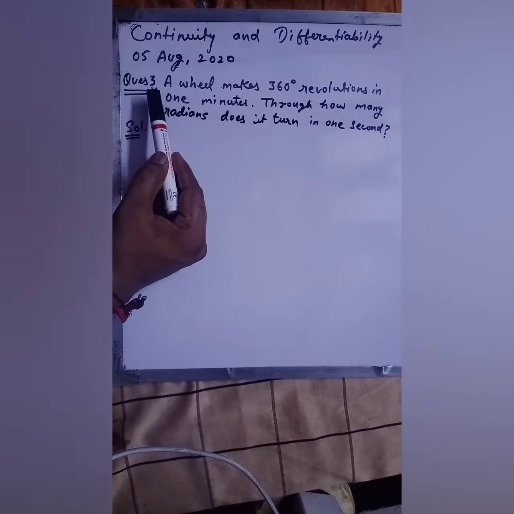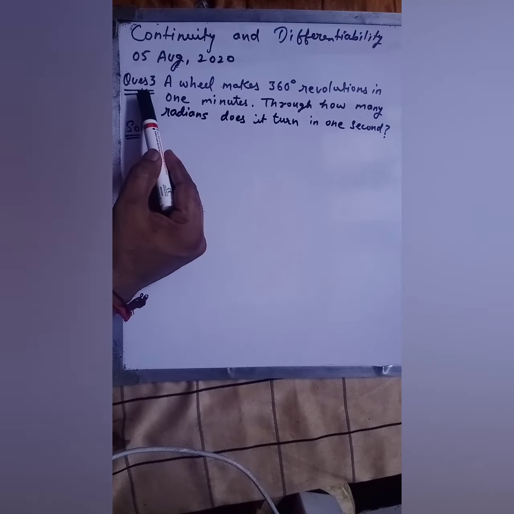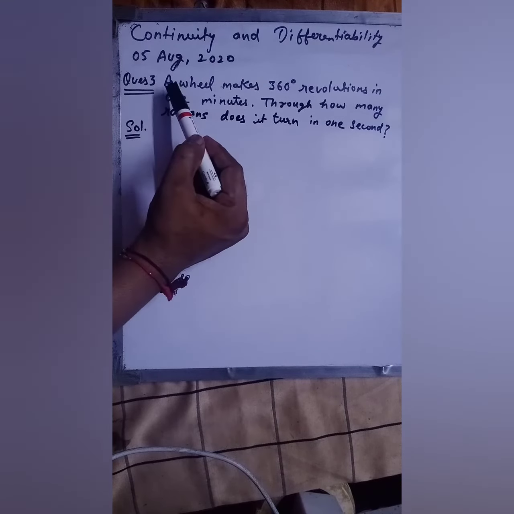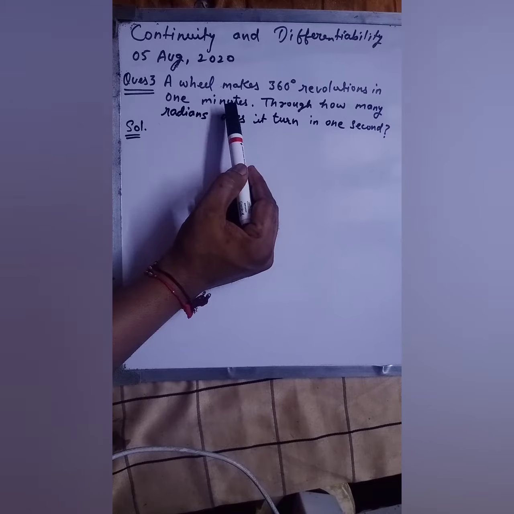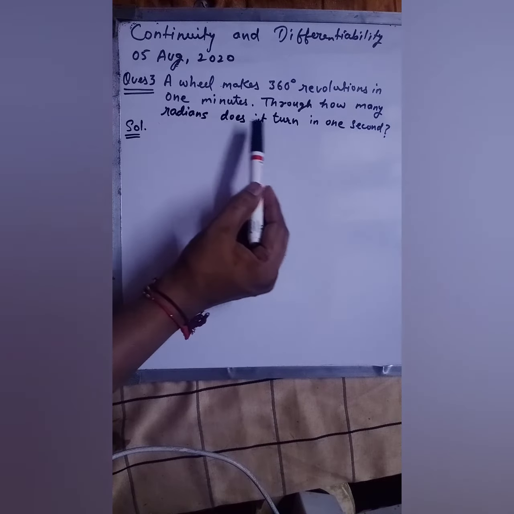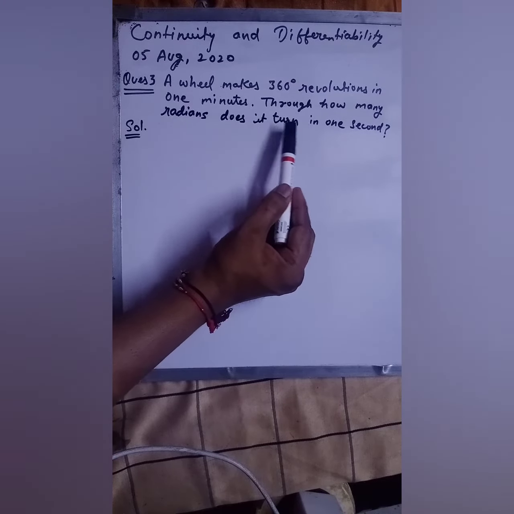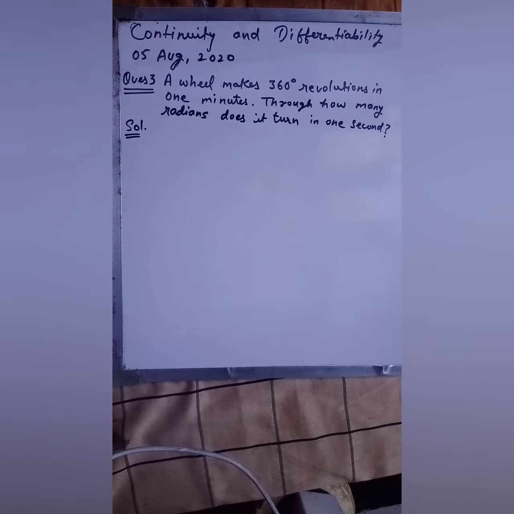Today we are going to solve question number 3 of your exercise 3.1. Here is the question number 3. A wheel makes 360 revolutions in 1 minute. Through how many radians does it turn in 1 second? Okay, this is your question.